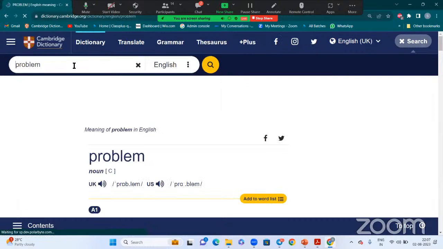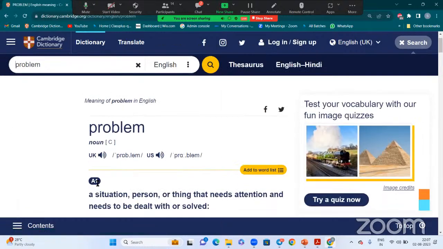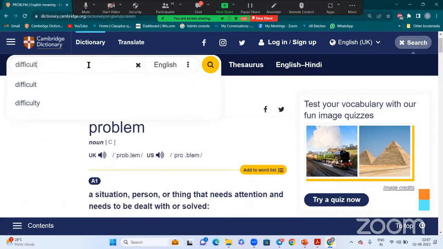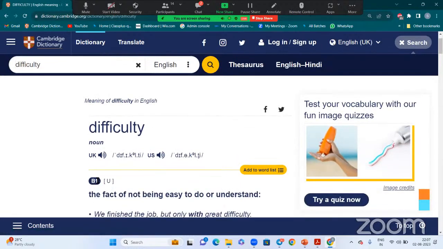Why am I telling constraint and why did I not say problem? A problem is what? Problem is A1. That means you are getting 100 marks. If you write the word problem, you'll get only 100 marks out of 500. If you write difficulties, you will get 300 marks. B1, 300 marks. A1, 100 marks. A2, 200 marks. B1, 300 marks. B2, 350 marks. C1, 450 marks. C2, 500 marks. Now your level is going to C2 level.